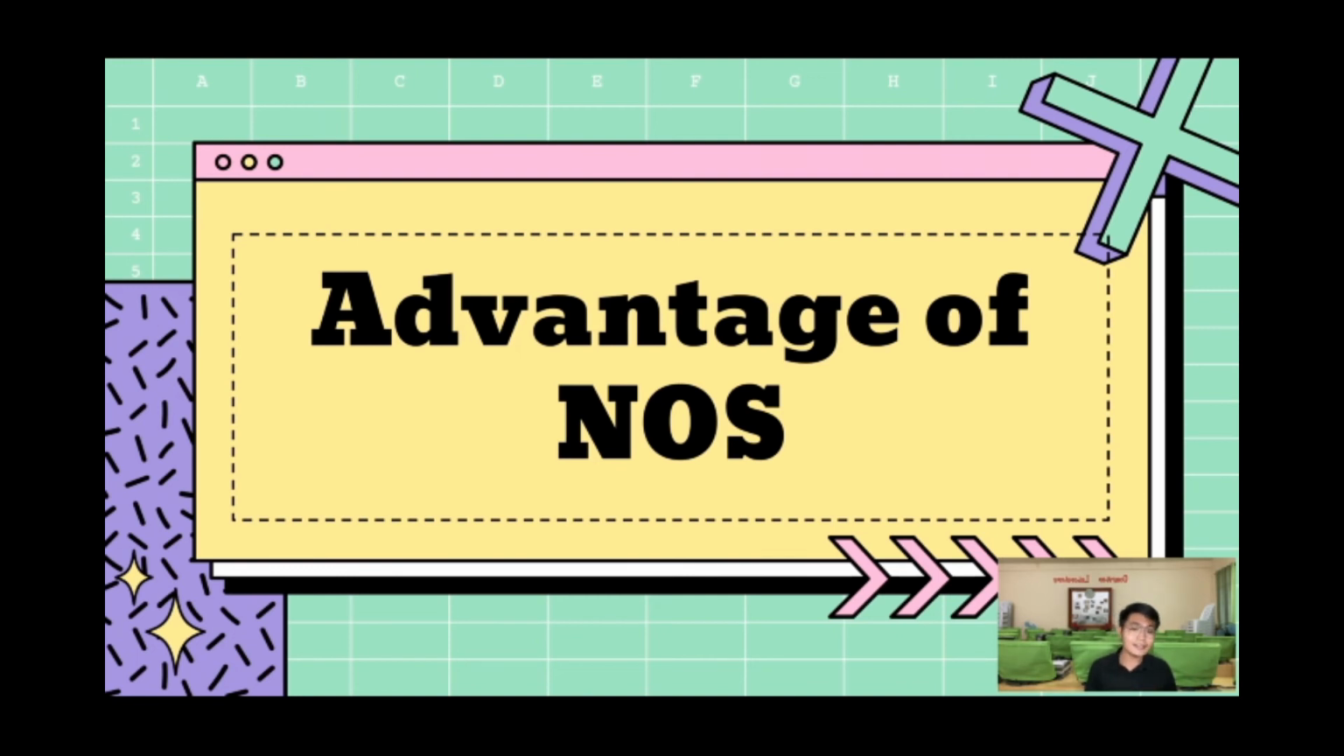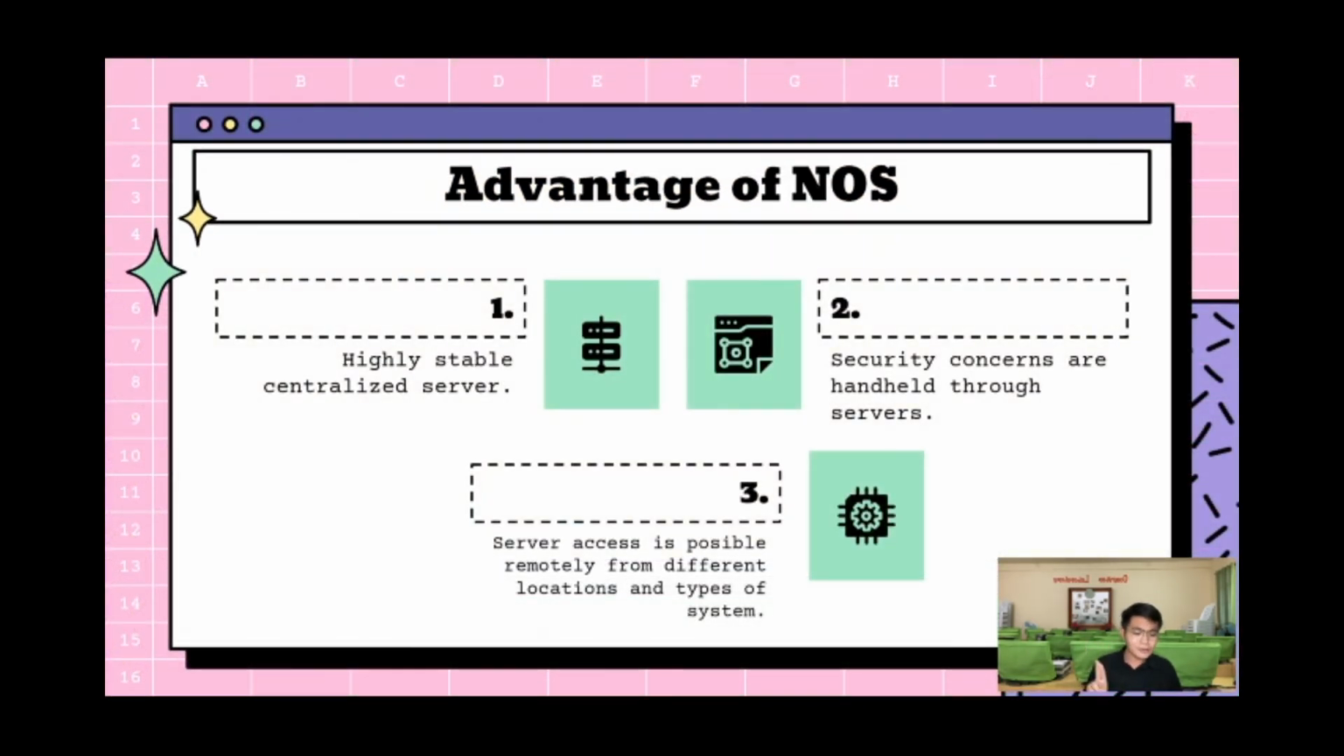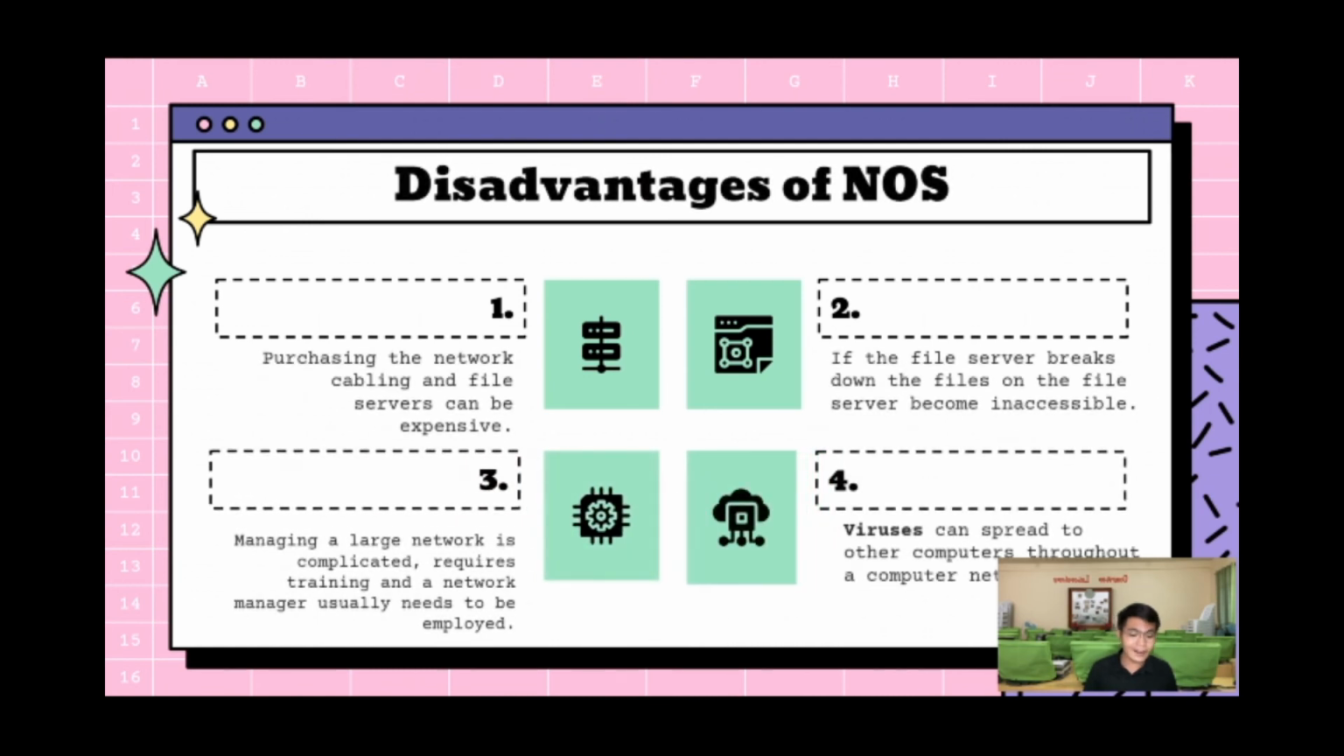Next is the advantage of network operating system. So first, highly stable centralized server. So number 2, security concerns are handled through servers. And pangatlo, server access is possible remotely from different locations and types of system. So now here are the disadvantages of network operating system. Number 1, purchasing the network cabling and file servers can be expensive. So totoo nga naman, masyadong mahal lalo sa pagbibili ng mga UTP cables natin and equipment.